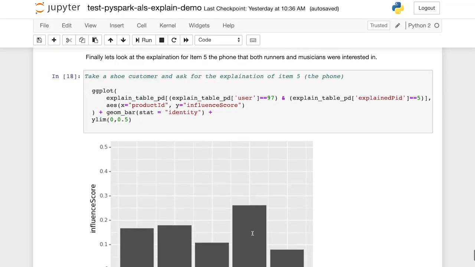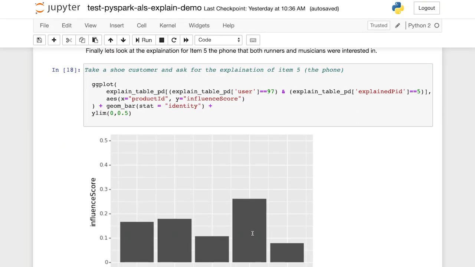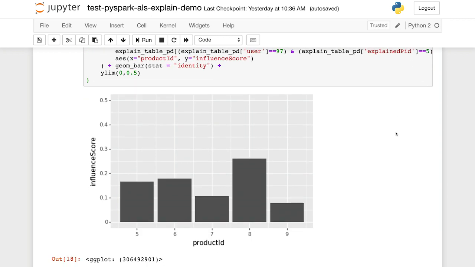And then if I do the interesting thing, which you're probably all wondering about, what happens if you recommend them the phone? Well, since the phone is kind of on both sides of the equation, we get a kind of flat distribution. And that's sort of what we'd expect as well.